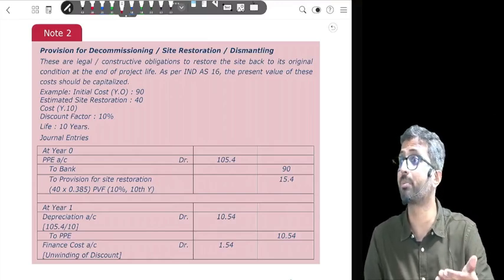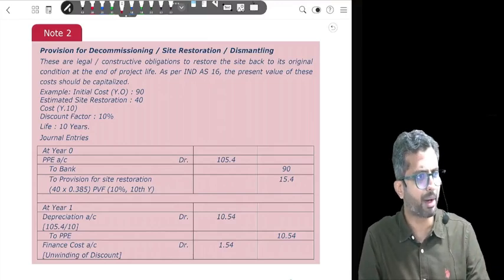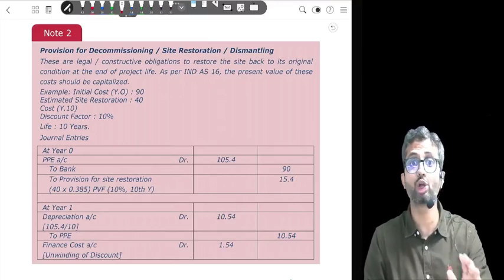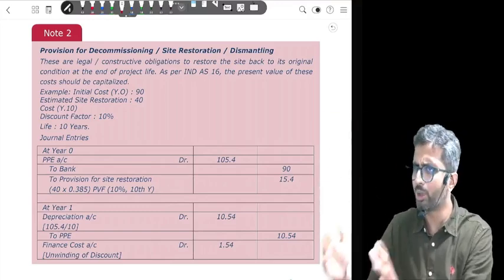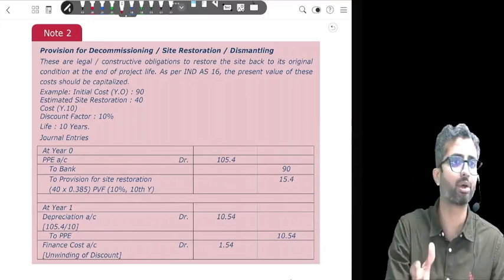Past practices or published policies. You are a very environmentally conscious company. As per your past practices, you have always dismantled. Whether there was an obligation or not, you have always dismantled, which means it gives an expectation in the minds that you will dismantle. So will you create a provision? Yes.